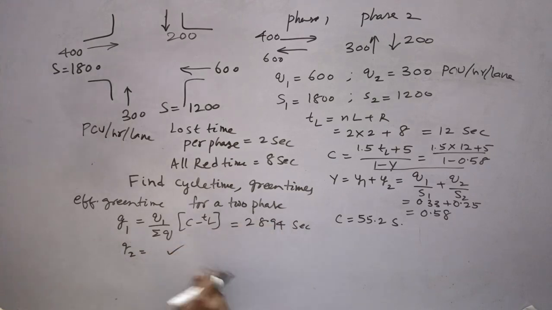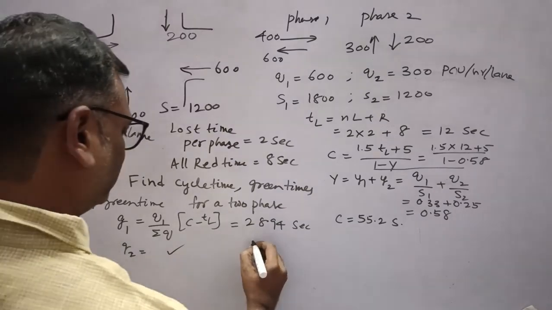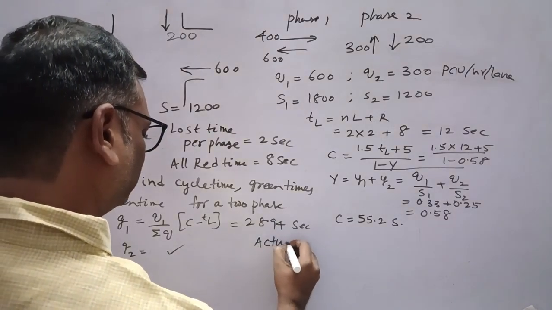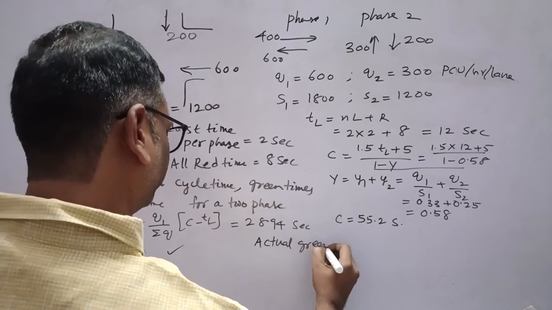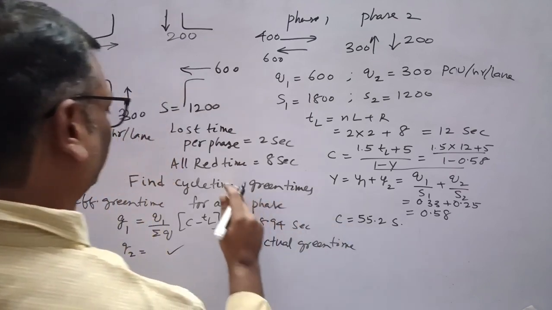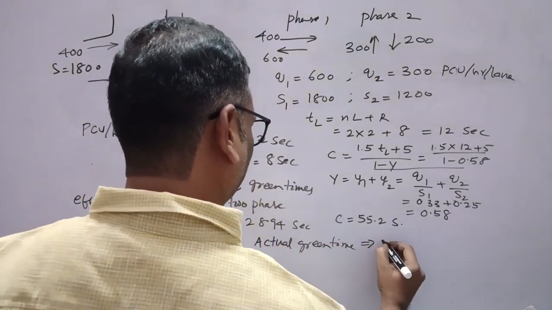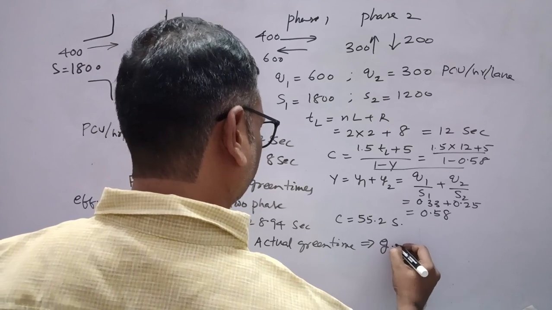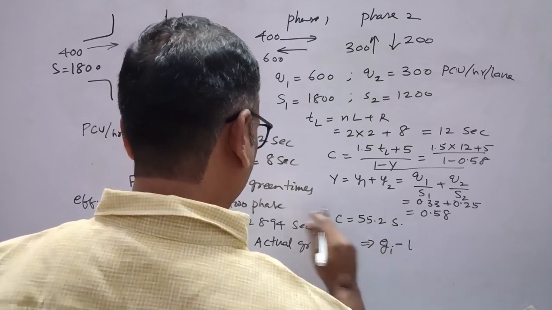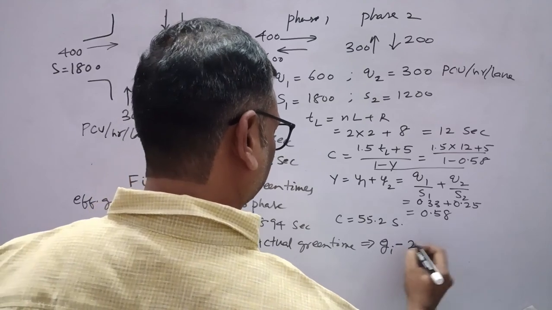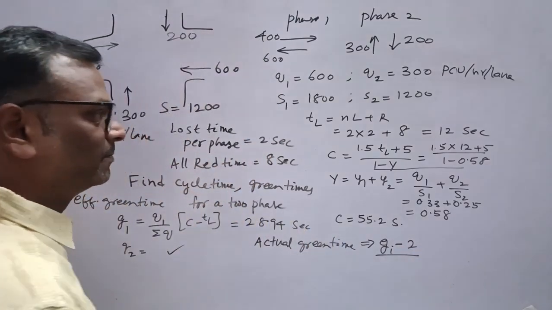You calculate this. And now if you want the actual green time, since amber time is not given, the effective green time minus lost time, that is 2 seconds, is the actual green time.